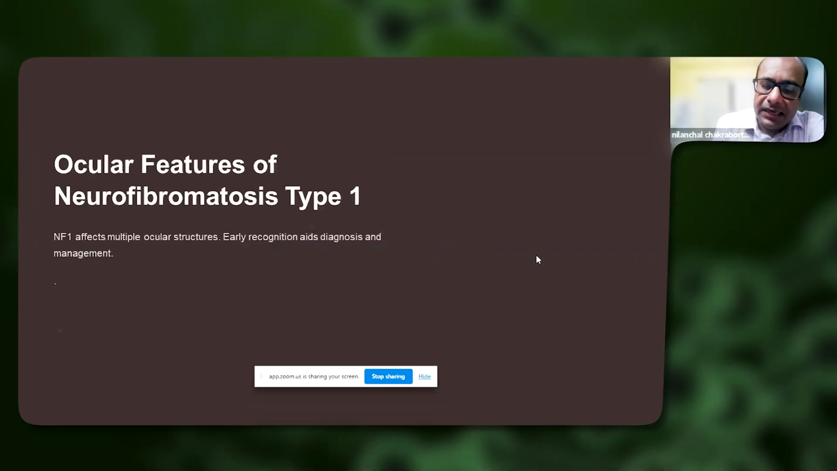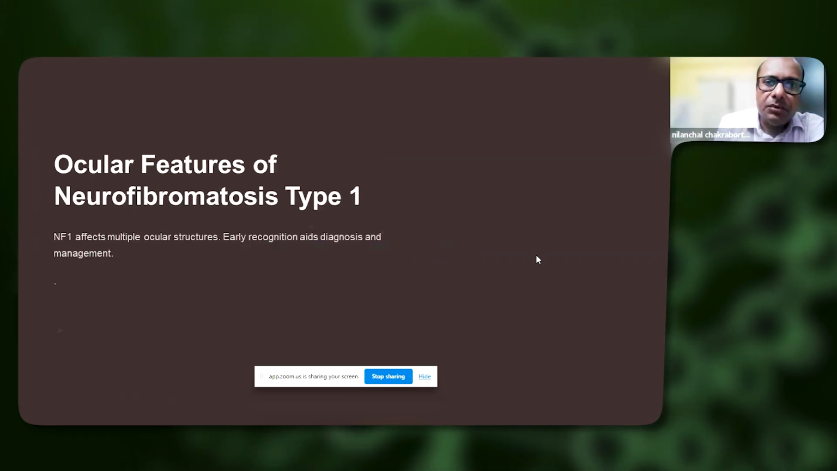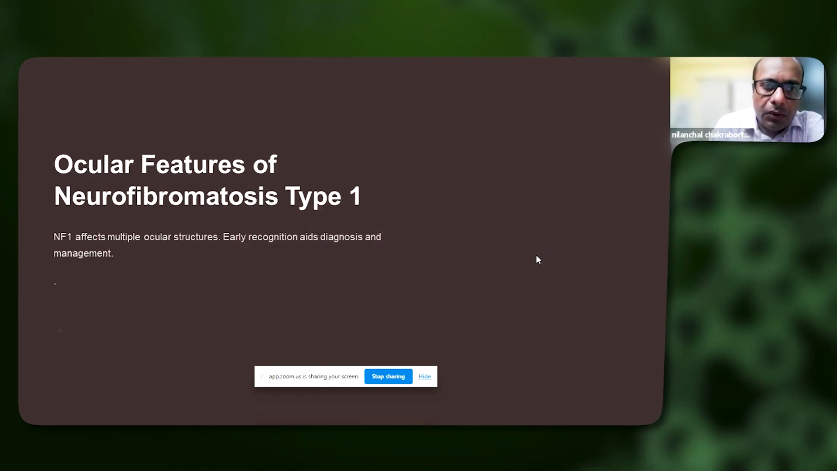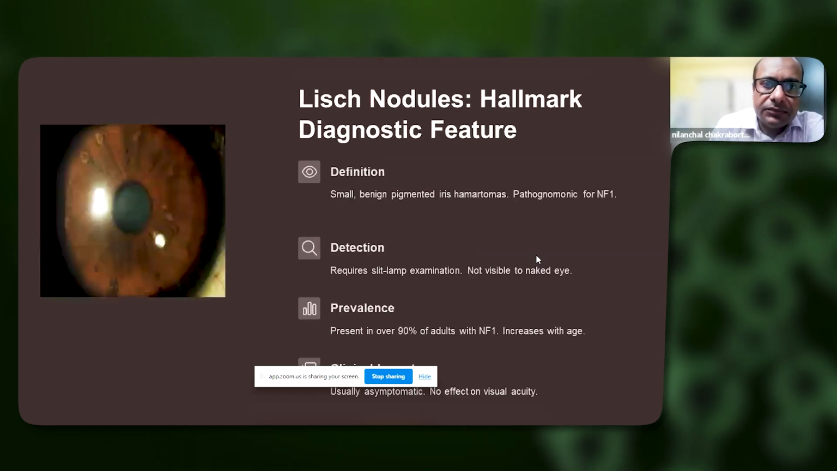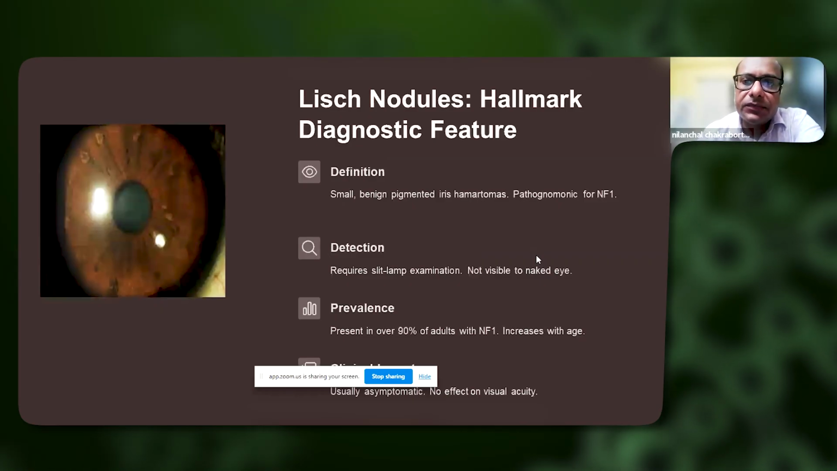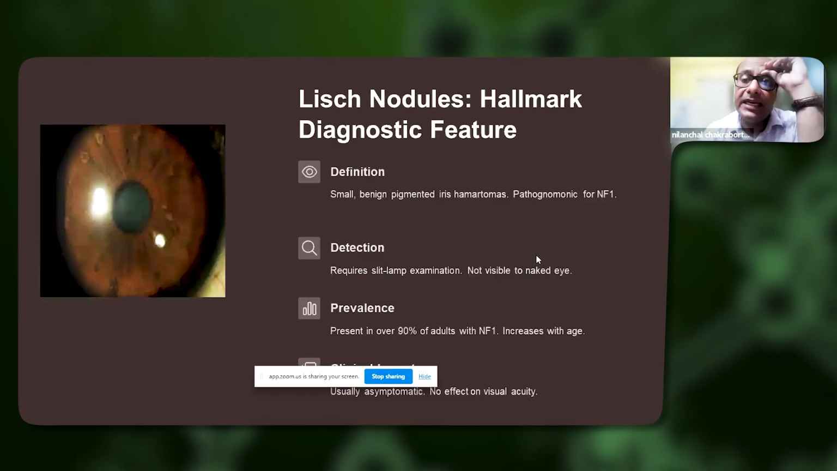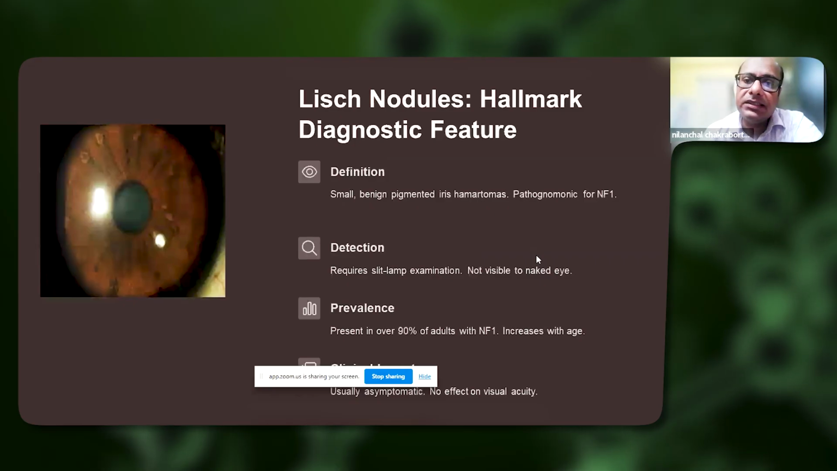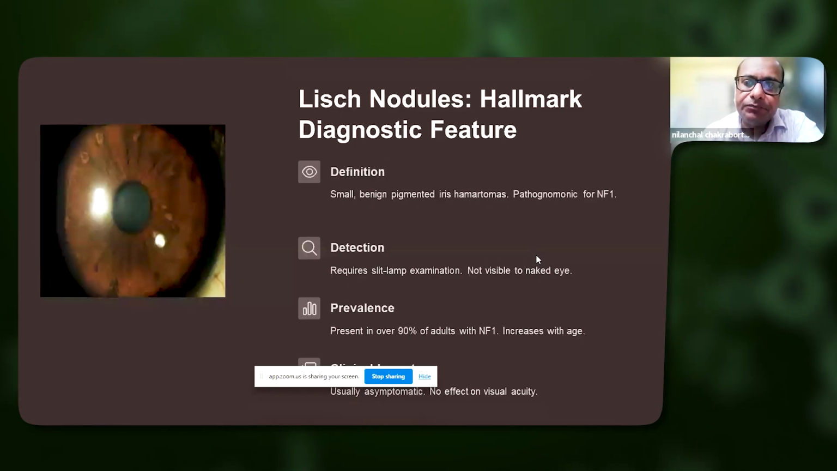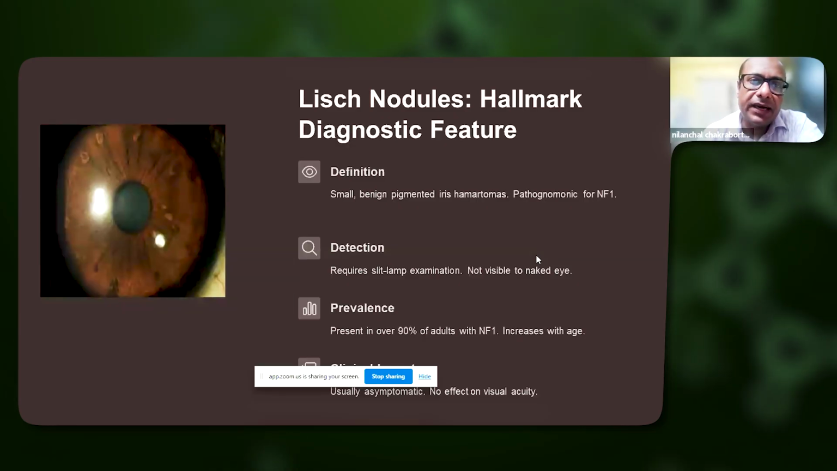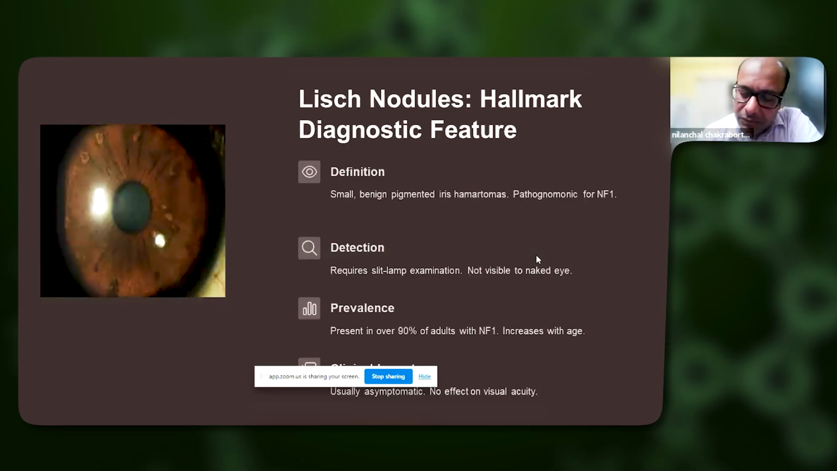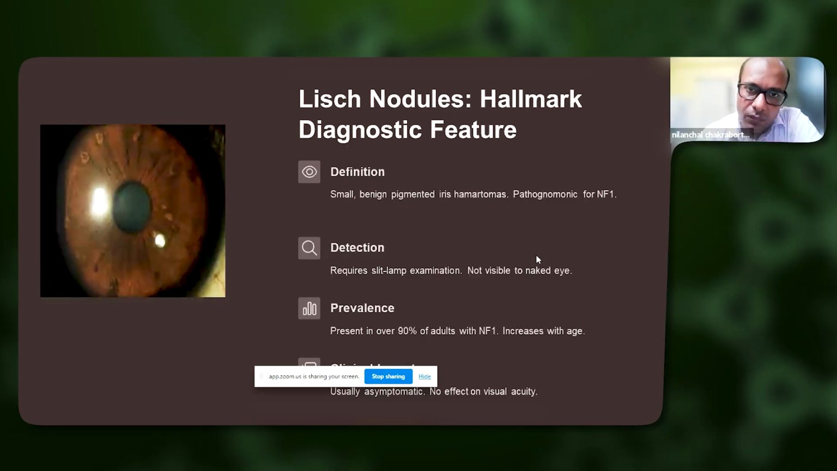Other than that, multi-system disorders like neurofibromatosis type 1 can also present with ophthalmological and other neurological symptoms, like Lisch nodules in the iris, which are small benign pigmented iris hamartomas, along with features of neurofibromatosis. So if the question describes Lisch nodules on ophthalmoscopy, the diagnosis will be neurofibromatosis type 1.